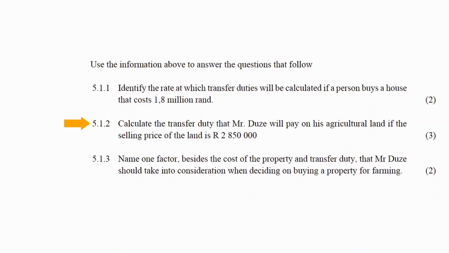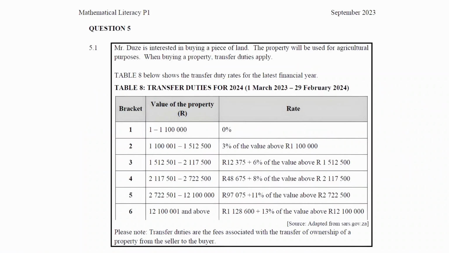In question 5.1.2, you have to calculate the transfer duty that Mr. Duze will pay on his agricultural land if the selling price of the land is 2,850,000 rand. Now, 2,850,000 rand falls into the fifth bracket. The rate for this bracket is 97,075 rand plus 11% of the value above 2,722,500 rand.